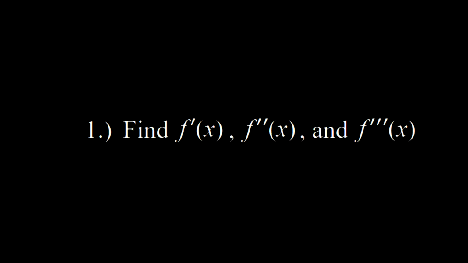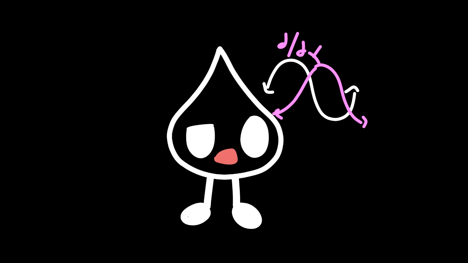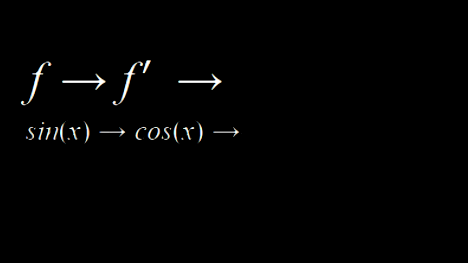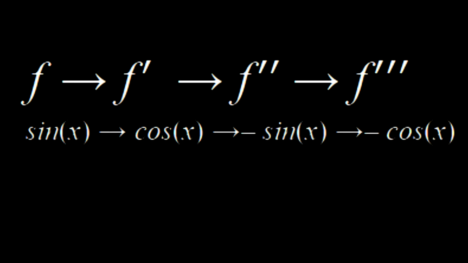Step 1. Find f prime, f double prime, and f triple prime. One must know how the derivatives of these waves work, but fortunately they're nothing complex if you do not know what these derivatives are. Alright, the first derivative of sin x is simply cosine x. The derivative of cosine x is negative sin x, making the next derivative negative cosine x. These are our three derivatives.